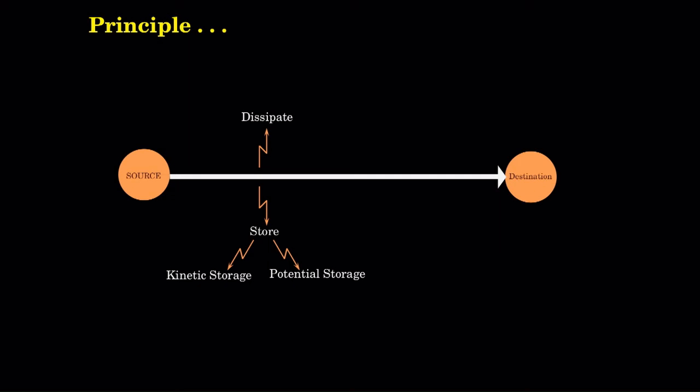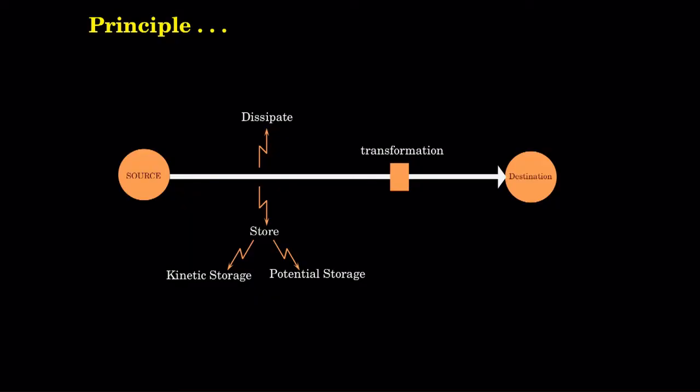So, apart from these three effects, what else can happen? It can get transformed from one domain form to another domain form. It can get transformed from mechanical form to electrical form, or from electrical form to magnetic form, or to a hydraulic form. So, there can be a transformation that can occur. These are all that can happen when energy moves from one place to another. Nothing more than this can happen.